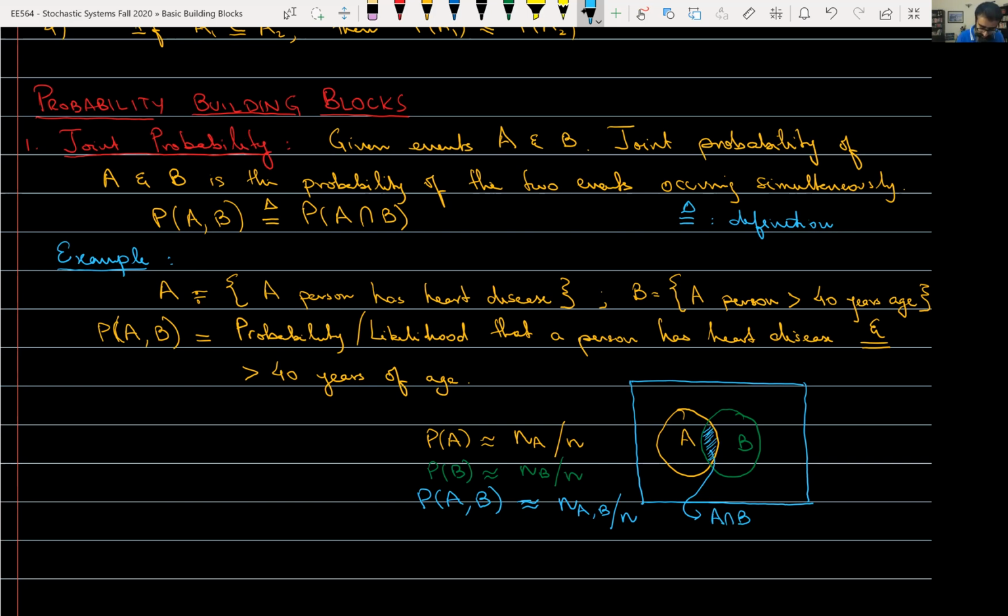I will urge you to look at a particular example in the textbook, which is, let me see, example 2.11. And that's really helpful in the textbook. Okay. All right. So now once we have the notion of joint probability, then there's a notion of conditional probability.